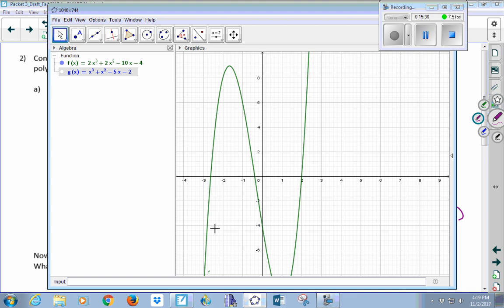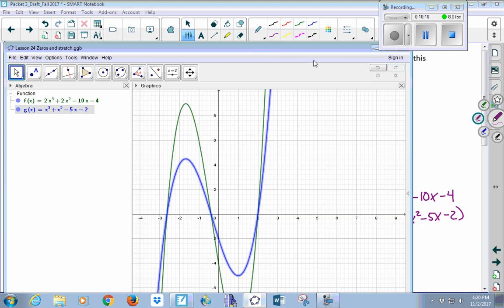So right now, I have graphed in GeoGebra the same thing that you see on your paper. This is the function 2x cubed plus 2x squared minus 10x minus 2. Notice I now have the function x cubed plus x squared minus 5x minus 2, which is the same as this one, but each term here is divided by 2. You see that the function on your paper is just a vertical stretch by a factor of 2 of the blue function. Notice the zeros are identical.